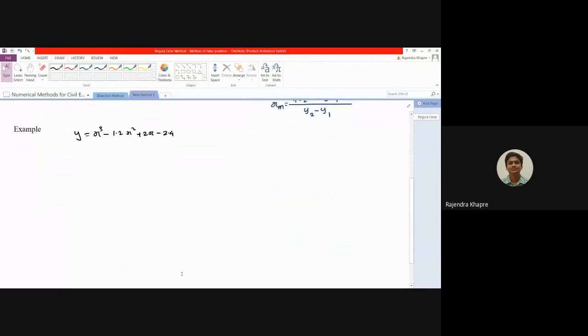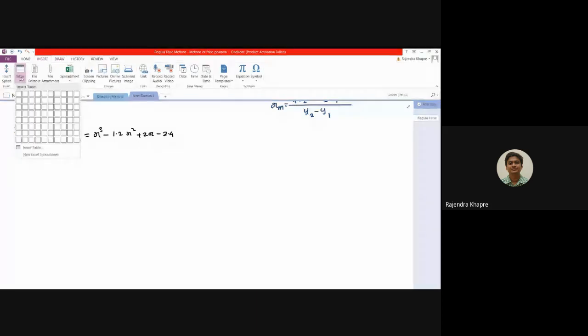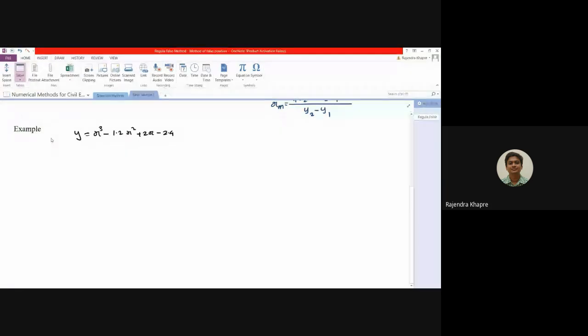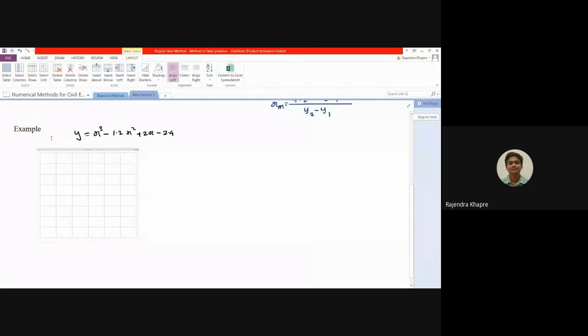I'll directly write down a table for this, because the process is exactly similar to what we have seen in the bisection method. Let me insert a table. I need a table of 6 rows and 6 columns. This is sufficient for me. Let us say this will be x1, this will be y1, this is x2, this is y2, and this will be xm, and this will be ym.